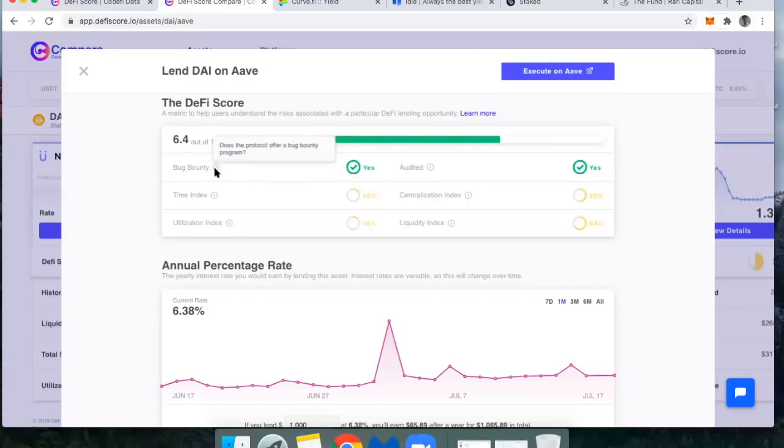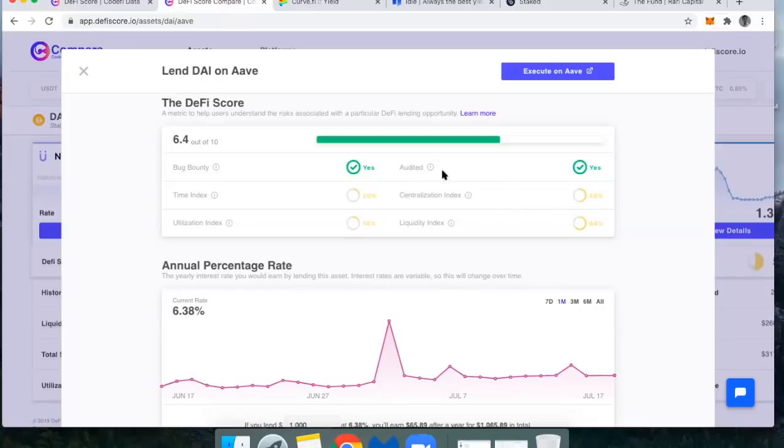They have a bug bounty, so that's good. They're incentivizing folks to look for bugs, which is a good thing with any sort of protocol. Time index: how long has the protocol operated on mainnet without an exploit? Not really sure when the last so-called exploit was. Utilization index: is the market sufficiently overcollateralized to protect from collateral price volatility? That here is 14%. Again, not really sure what it means, but these are at least the factors that go into it.